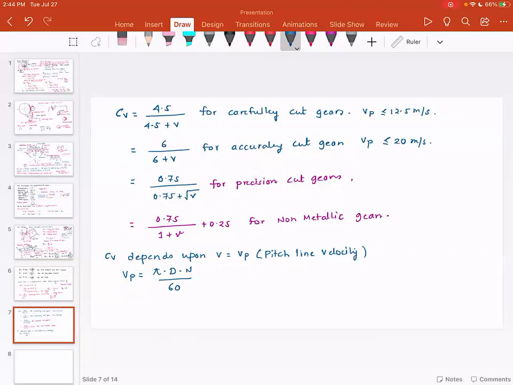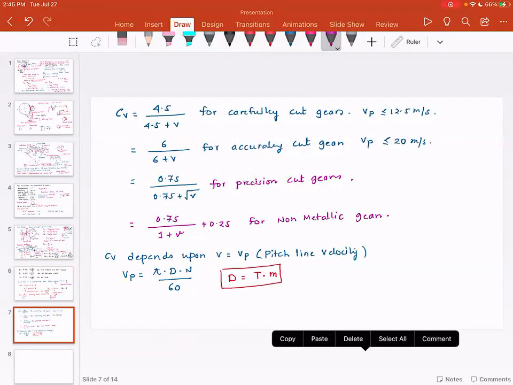Now here is the chicken and egg problem, and I want you to understand this very, very carefully. D is given as number of teeth times module. And what that means is we need to determine module for design. So this is to be determined. So this is TBD.